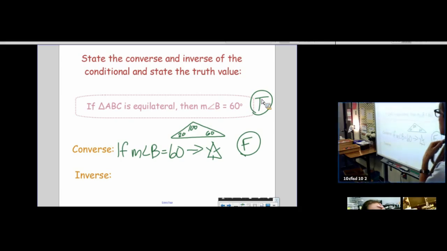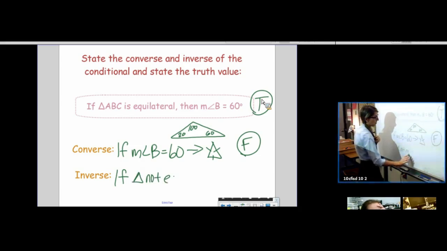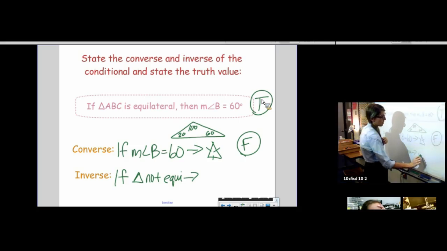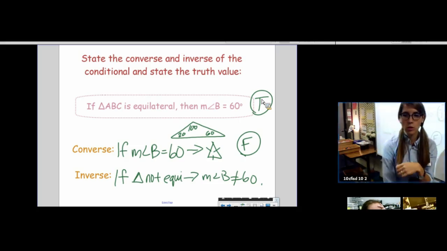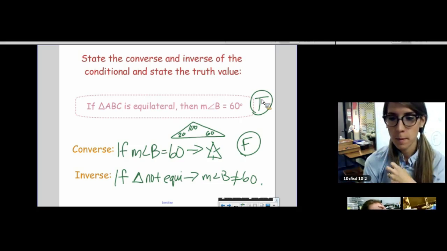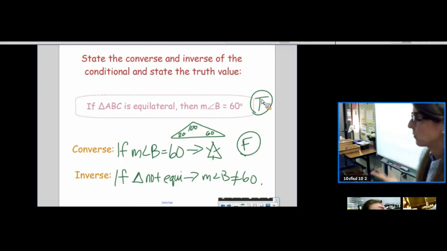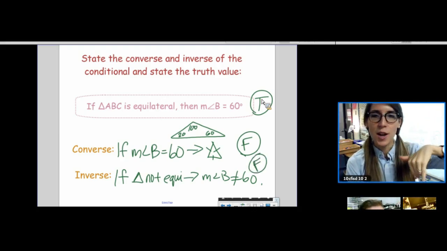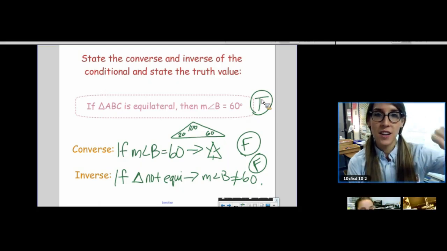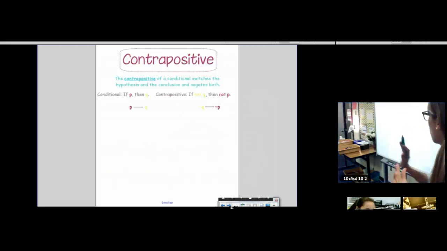All right. The inverse. If triangle ABC is not equilateral, then the measure of angle B is not 60. True or false? It's also false, and the counterexample is that same exact picture, okay? Both false. So the sentences, all the related conditionals, aren't always going to have the same truth values. We're actually going to find out which ones are always going to be the same. It's a cool pattern, okay? So hold on to that.